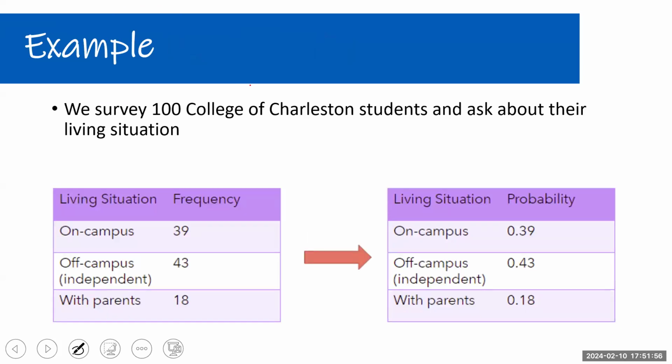So for example, again, if we surveyed 100 College of Charleston students and we asked about their living situation, and we found that 39 of those 100 said they live on campus, 43 live off campus by themselves or with a roommate, and 18 of them live at home with their parents, then we can create our probability model here. This is going to be an empirical probability model because we are basing it on that survey of 100 students. I use 100 on purpose so the math was easy, but you basically see that 39 out of 100 here, 43 out of 100 here, and 18 out of 100 here become those probabilities.